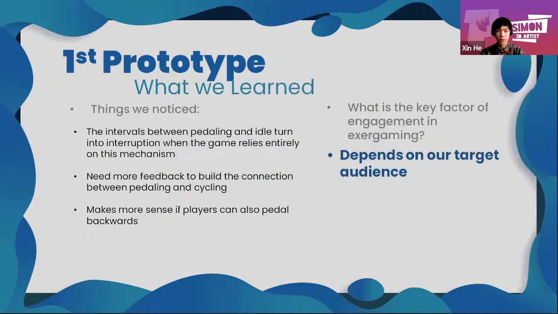We noticed several points in this prototype. The first is that the interval between pedaling and idle turns into interruption when the game relies entirely on this mechanism. We also realized that we need more feedback to build the connection between pedaling and cycling. Also, it would make more sense if the player can pedal backwards. And we also realized that we need to further define our target audience in order to answer the question that we put before. Next, Stephanie will talk about feedback we got from quarters.